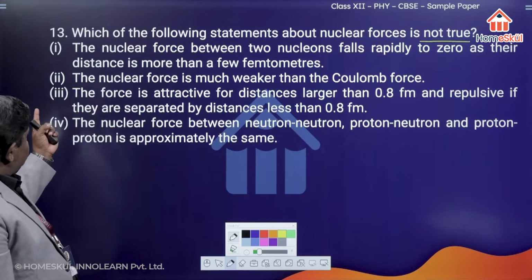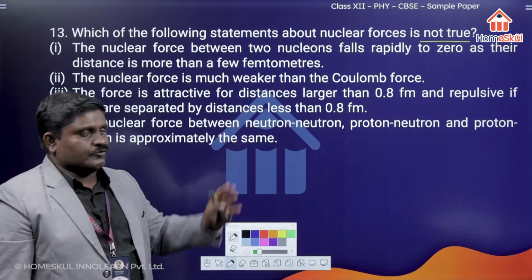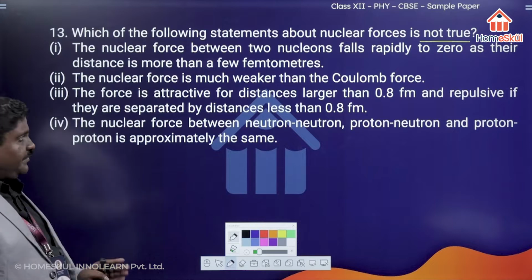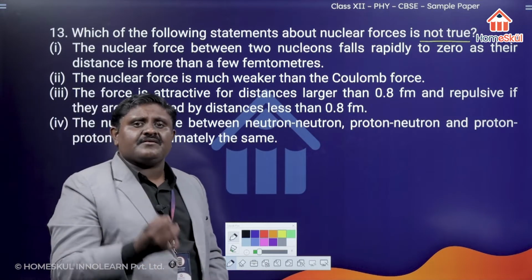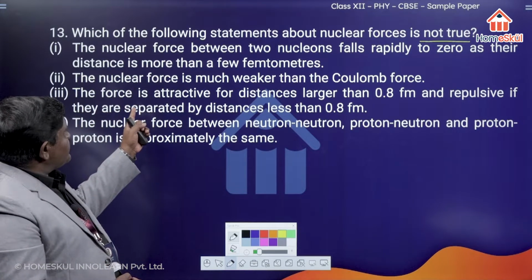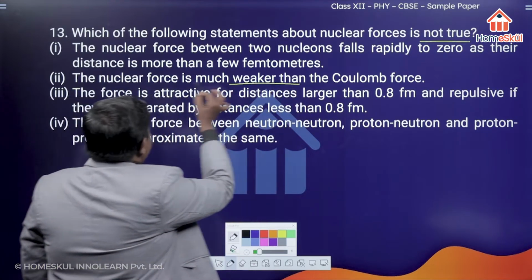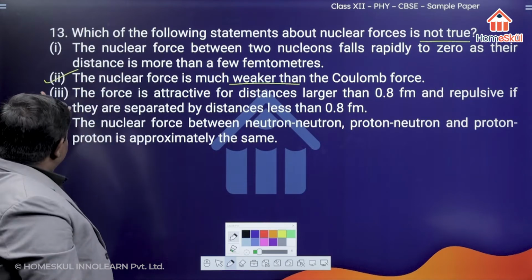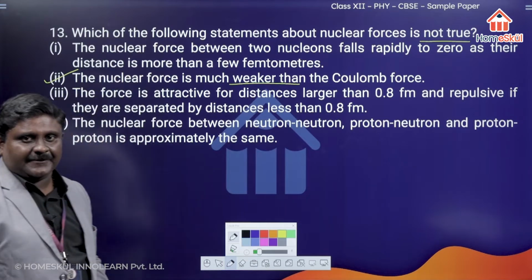Then the second one, the nuclear force is much weaker than the Coulomb force. Is that option correct? No, because we already learned that nuclear force is the strongest force in nature. So saying nuclear force is much weaker, this option is not true. So the second option is the correct answer. Clear?